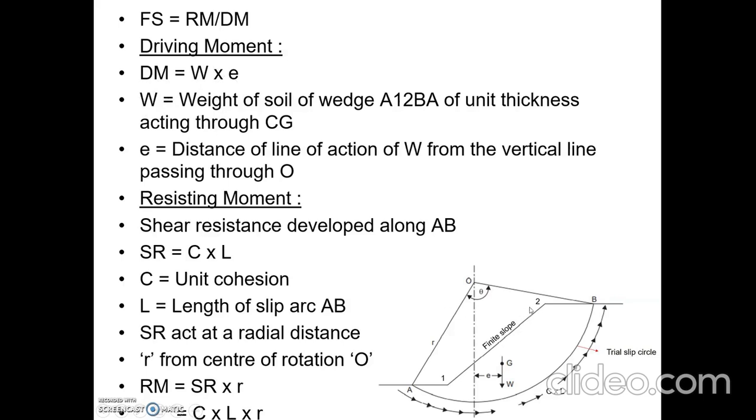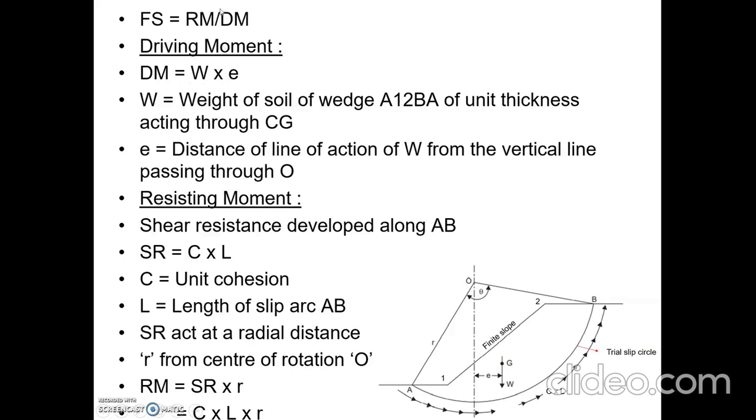Here W is the weight of the soil wedge extending from point A, 1, 2, B and A. So this total weight of the soil mass will cause the failure, and it is of unit thickness, and also it is acting through point G. And E is the distance of the line of action of W from the vertical line which is passing through point O. So now we have the equation to find driving moment.